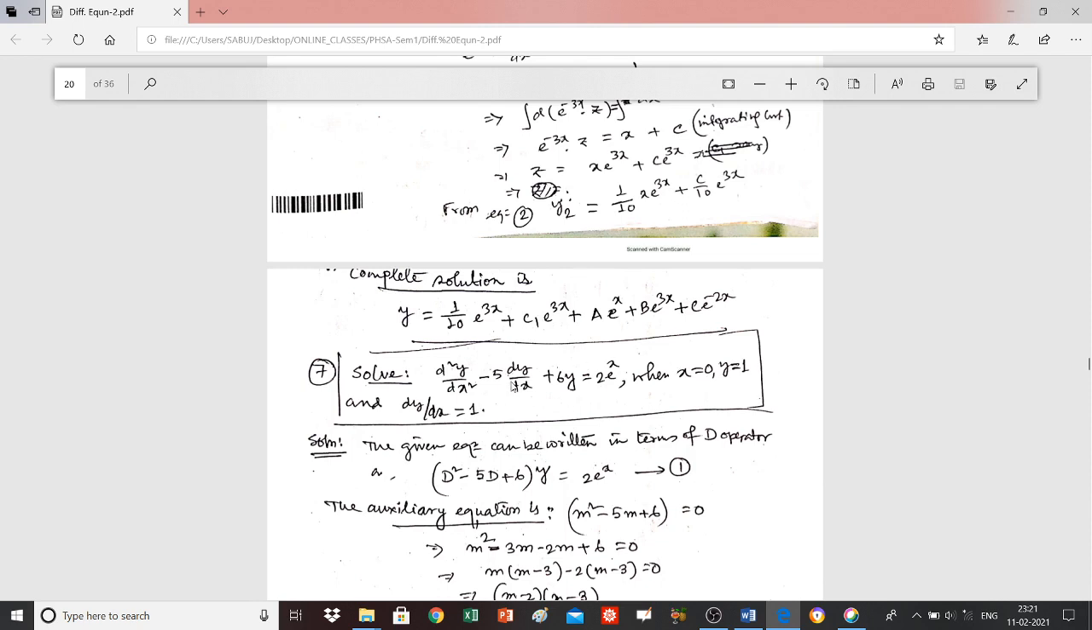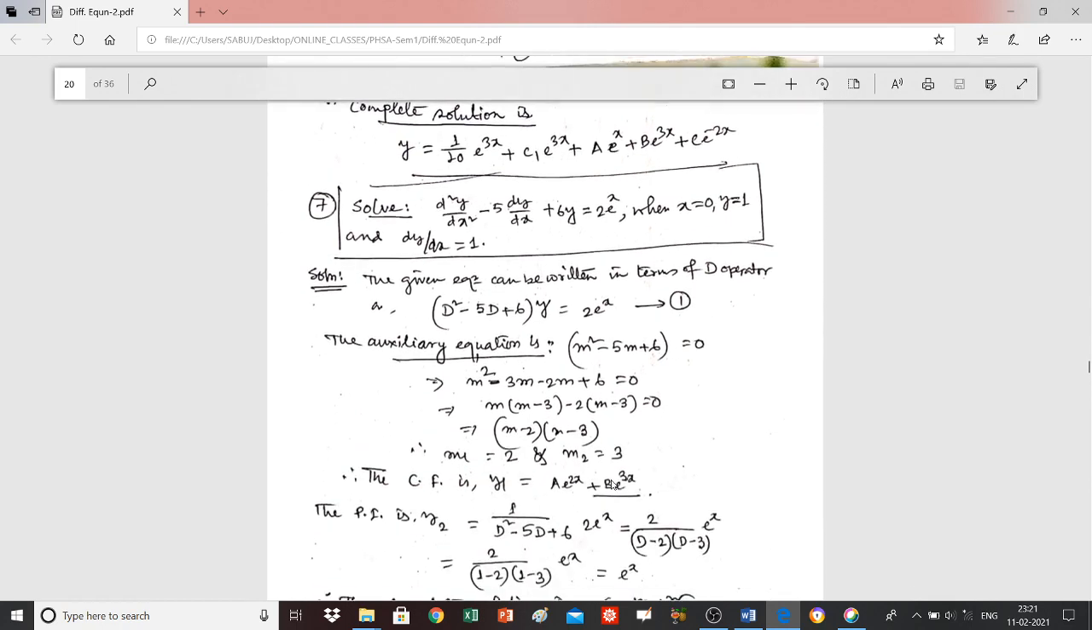So rewriting this equation in D operator, you have D square minus 5D plus 6 into y equal to e to the power x. So the auxiliary equation is m square minus 5m plus 6 equal to 0. It is the factorization process. m1 is equal to 2 and m2 is equal to 3. So the complementary function y1 is equal to a e to the 2x plus b e to the 3x.